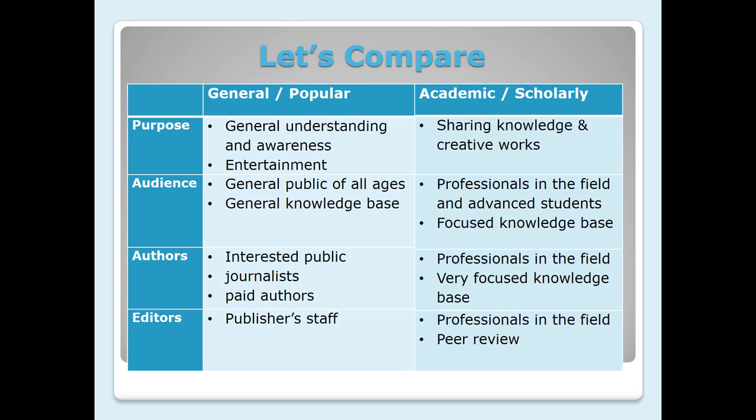Most general or popular literature is intended for the general public with a general knowledge base. Academic or scholarly publications intend to share information and creative works for professionals and advanced practitioners of the discipline. Academic authors share their information to others in their field that have a comparably focused knowledge base, developing collegial support in the advancement of the profession.